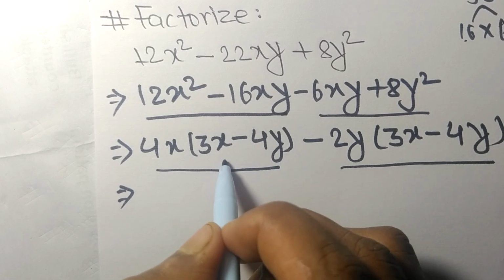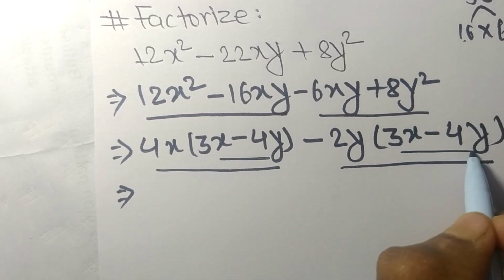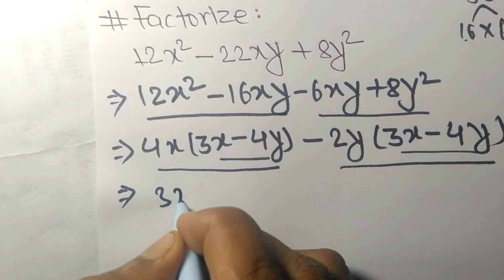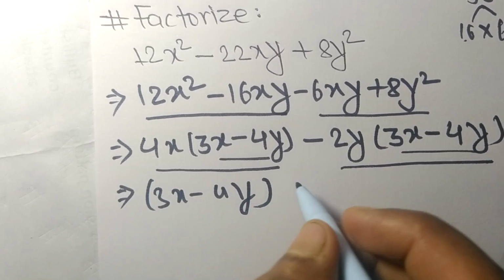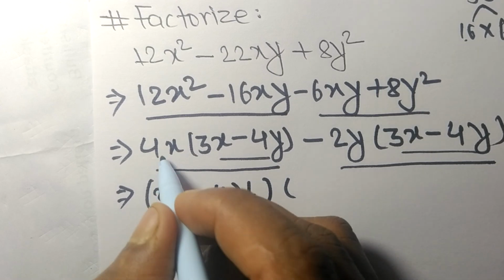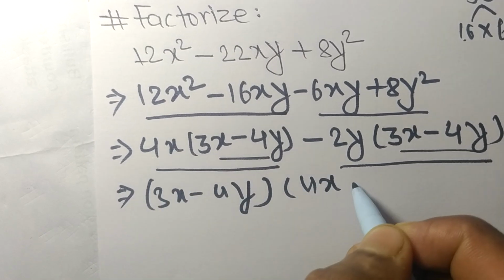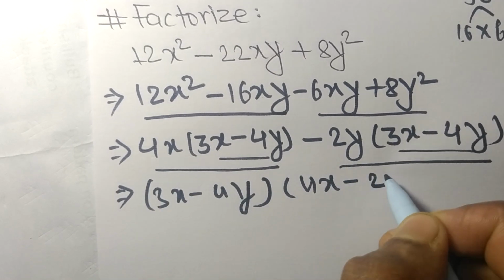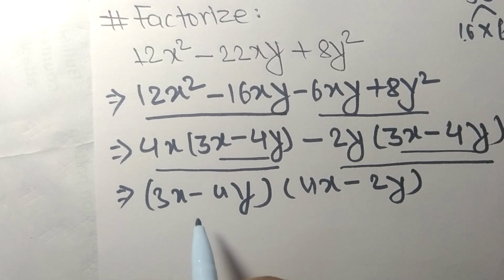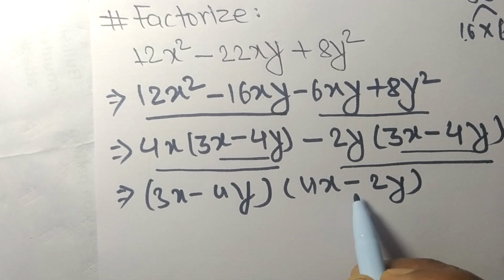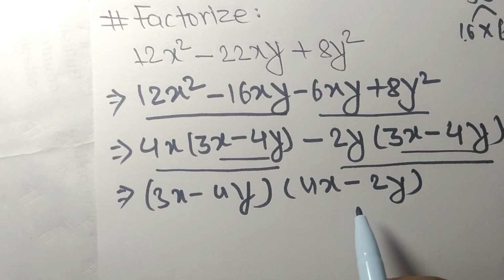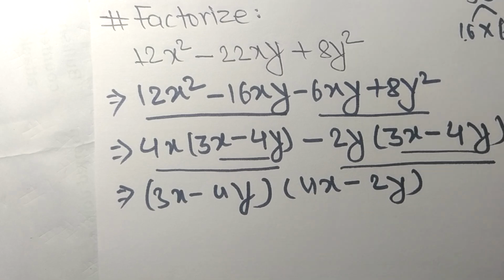Both contain 3x minus 4y. So 3x minus 4y is the common factor, and remaining in the first is 4x, and in the last is minus 2y. So 3x minus 4y and 4x minus 2y are the required factors. So this much for today, and thanks for watching.